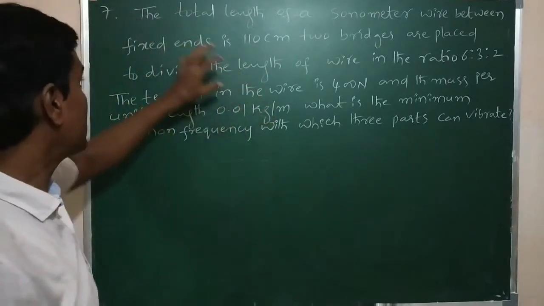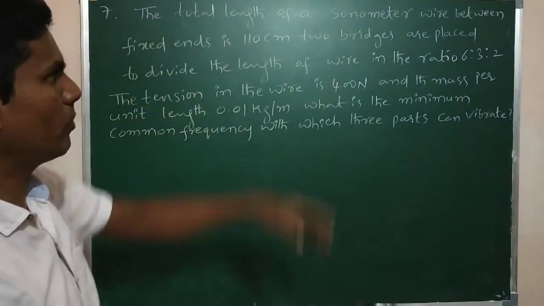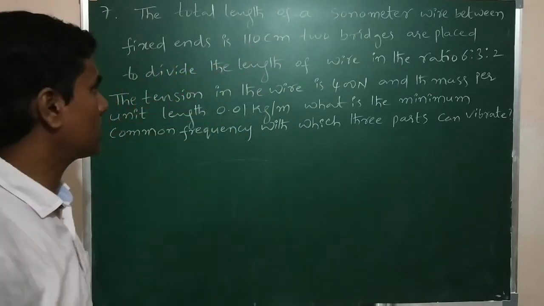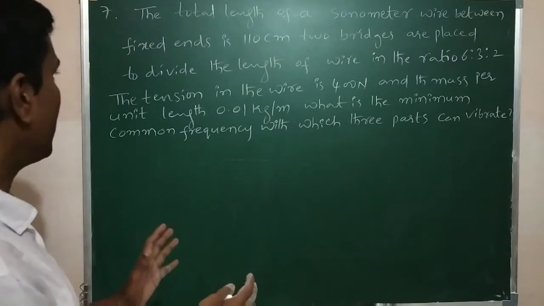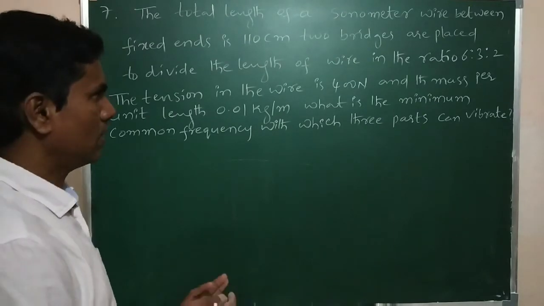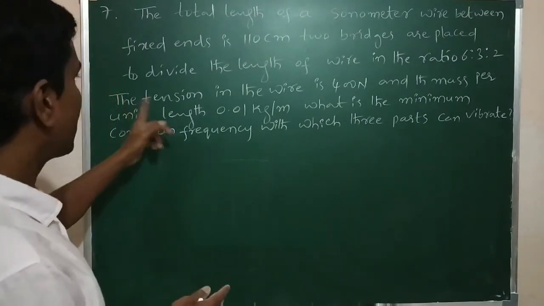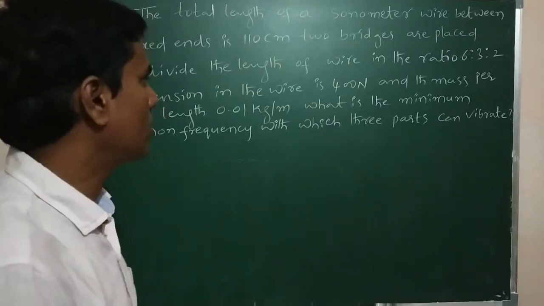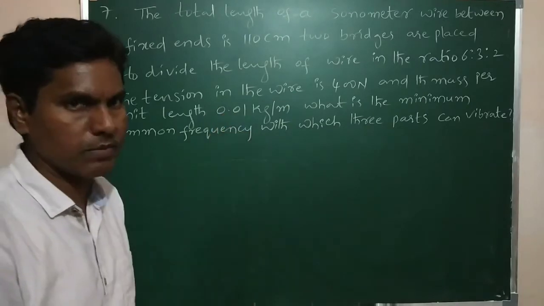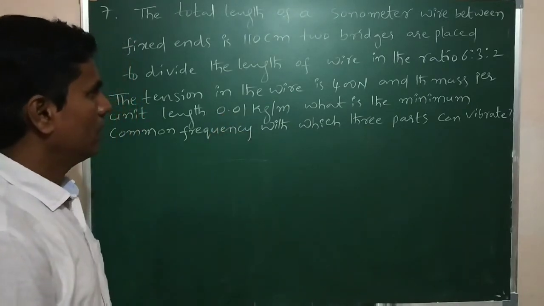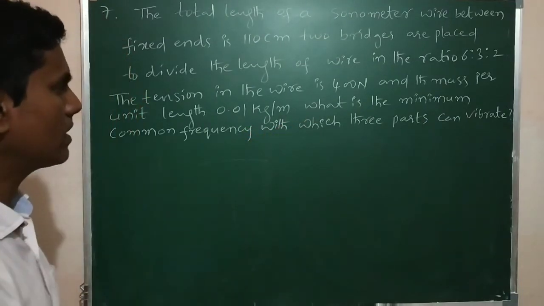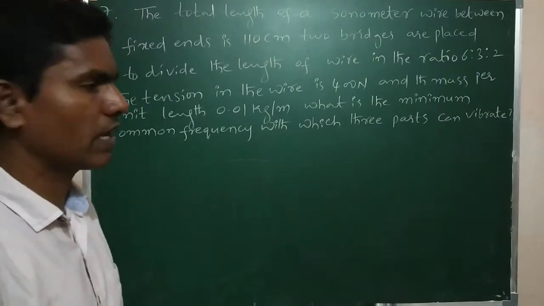Okay, the next question is: the total length of a sonometer wire between fixed ends is 110 centimeters. Two bridges are placed to divide the length of the wire in the ratio 6:3:2. The tension in the wire is 400 newtons and the mass per unit length is 0.01 kilograms per meter. What is the minimum common frequency with which the 3 parts can vibrate?